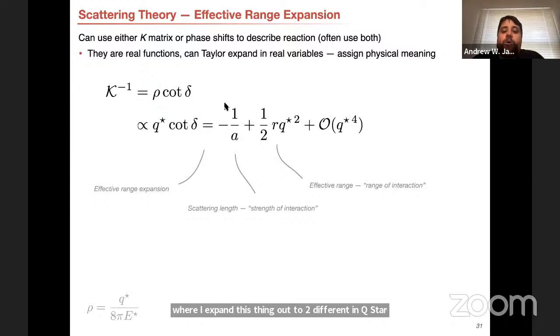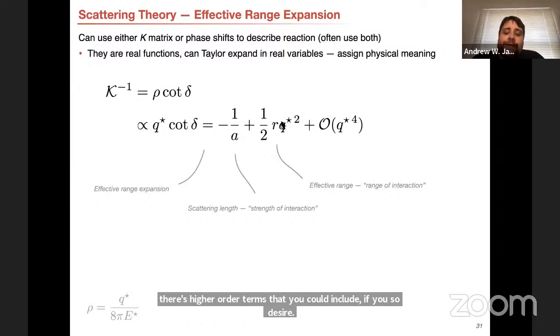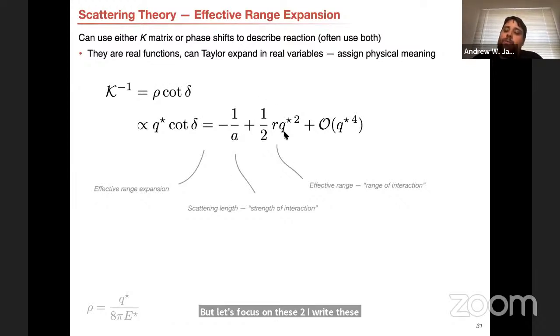The first leading order term is just a constant. The second order term depends on Q star squared. And then there's higher order terms that you could include if you so desire. But let's focus on these two. I write these in a slightly weird way, but the reason why I write them down is, again, to compare to non-relativistic potential scattering theory, where this A here is called the scattering length. So the scattering length has units of length, but again, in these natural units, length is equal to inverse energy.